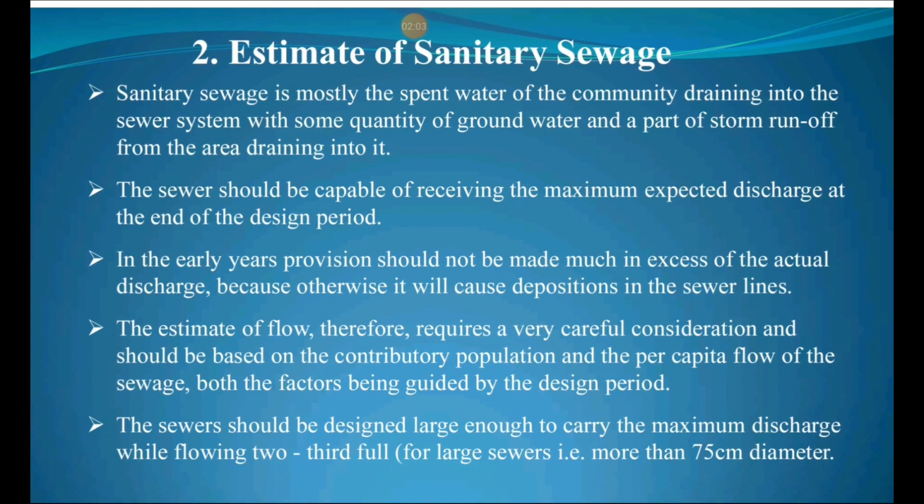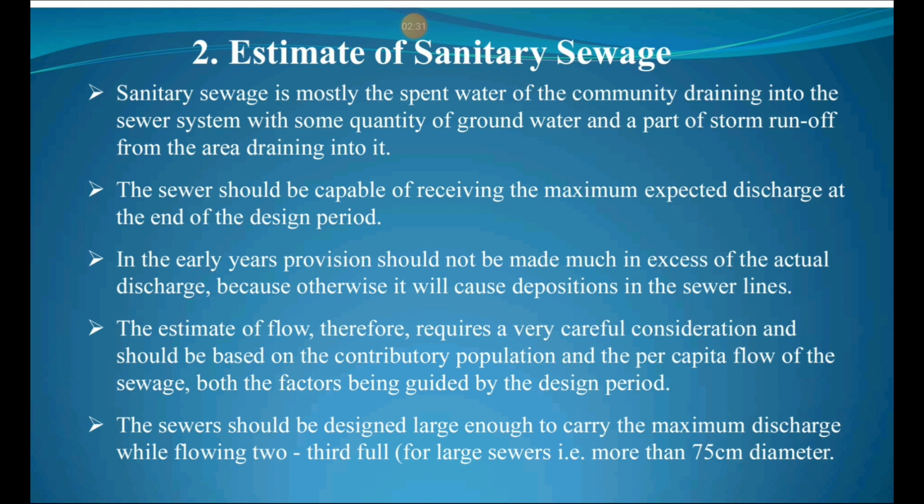Then we are going to discuss part 2, that is estimate of sanitary sewage. How is the sanitary sewage estimated? It mainly depends upon the spent water of the community draining into the sewer system, and some quantity of groundwater, and also some part of storm runoff from the area draining into it.